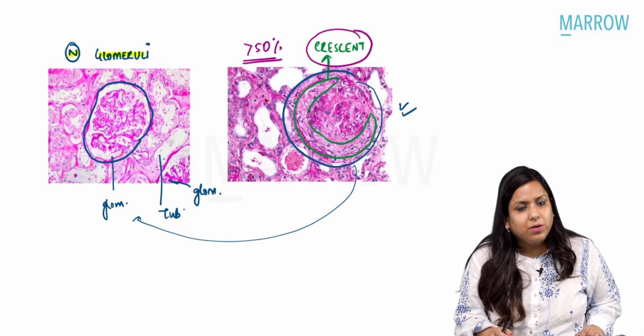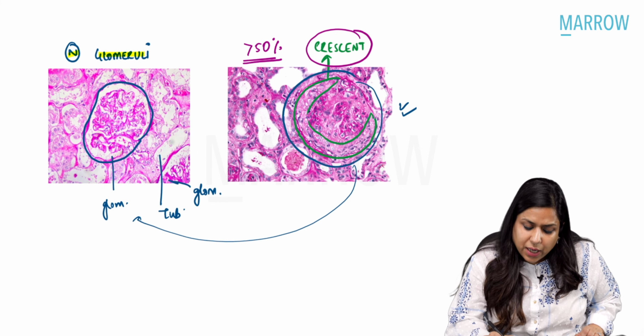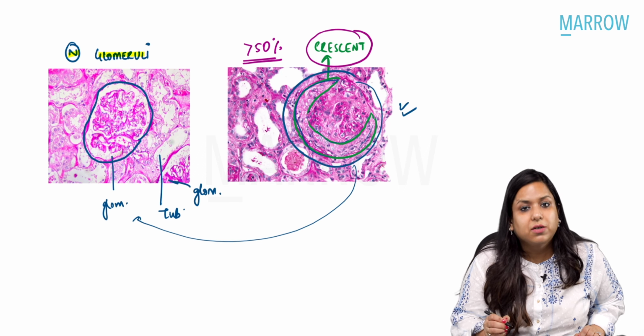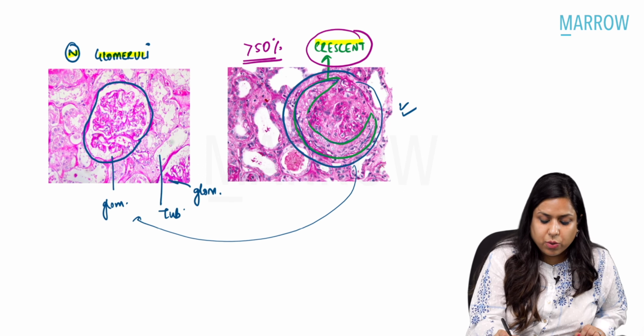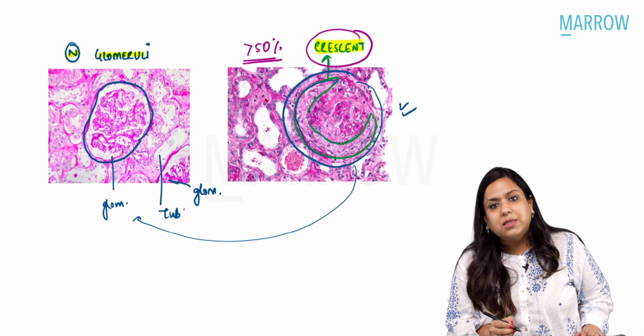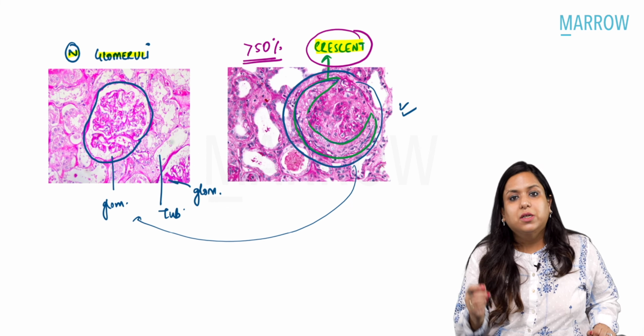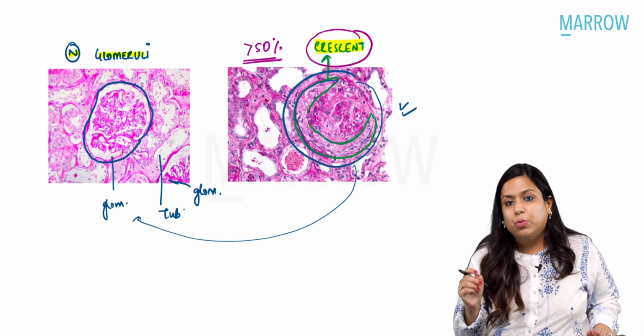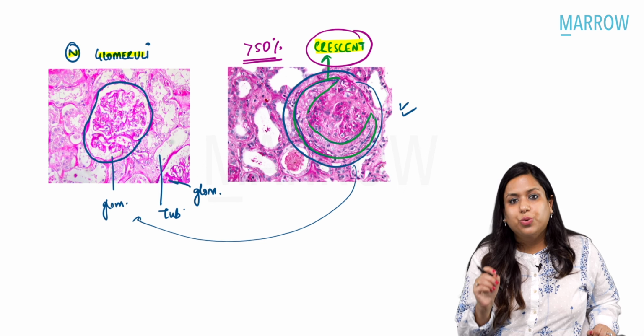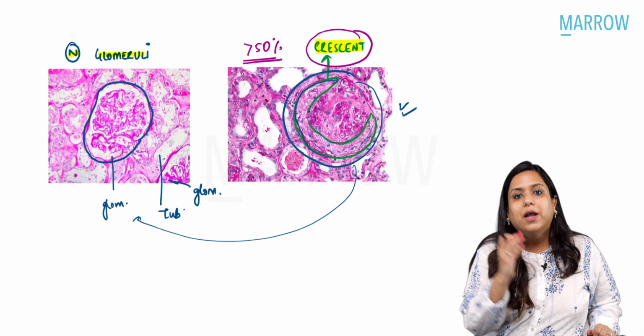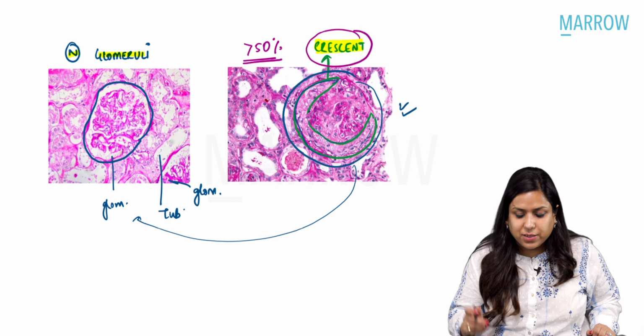It has a lot of cellularity, and you can see that there is a formation of this half moon. This half moon is basically called a crescent. That is why it is called crescentric glomerulonephritis. If in my kidney biopsy more than 50% of glomeruli are going to show you crescents or half moons, I call it a crescentric glomerulonephritis, right?